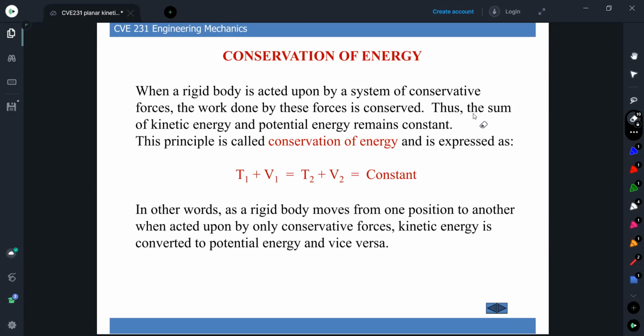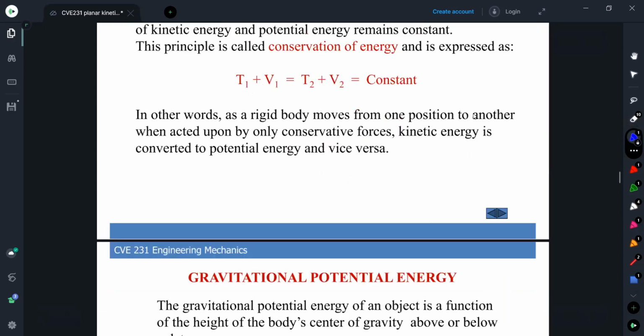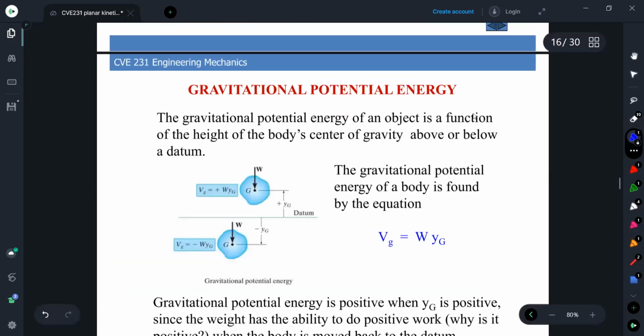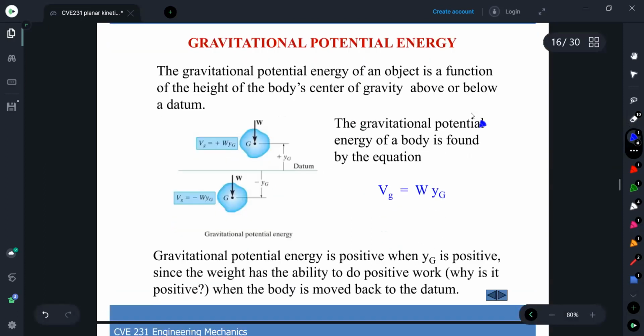So the work done by these forces is conserved. It means that the sum of kinetic energy and potential energy remains constant. That is T1 plus V1 equals T2 plus V2. And we review the case of gravitational potential energy.